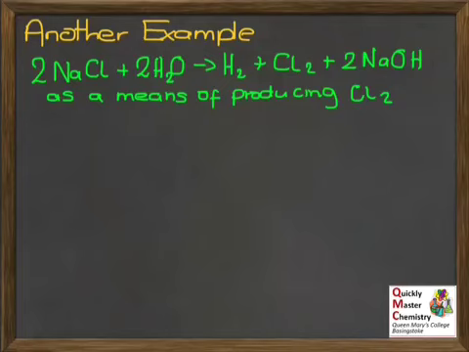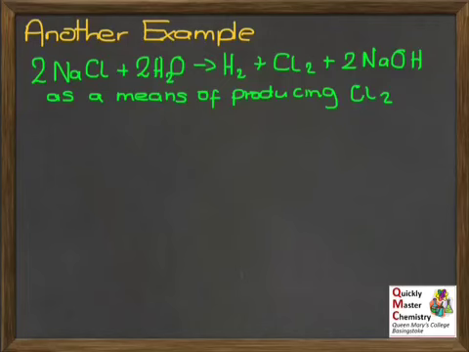Another example to show how this works: this is the process that takes place when you do the electrolysis of an aqueous solution of sodium chloride, and you get hydrogen, chlorine and sodium hydroxide as the products, and we're going to say that we're going to carry out this process as a means of producing chlorine. So chlorine is our desired product here.